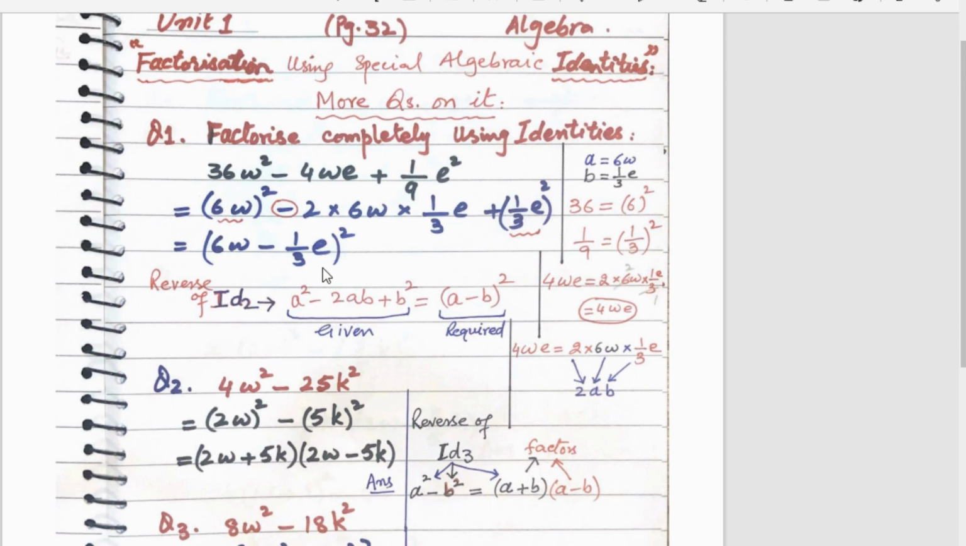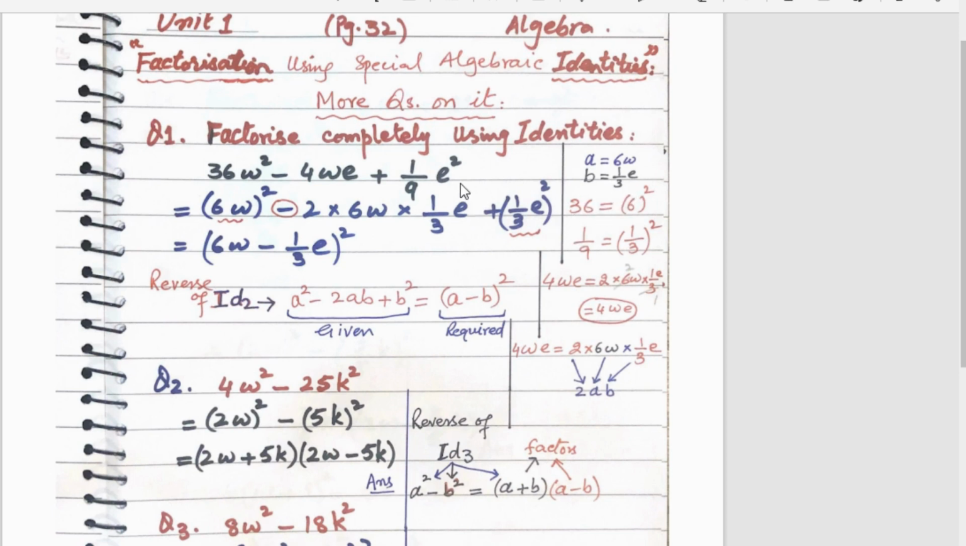In this question, now look at this. I have underlined the first term. In this question, A is replaced by 6W. Look at A in the rough column. A is equal to 6W and B is equal to the last term, 1 by 3E.